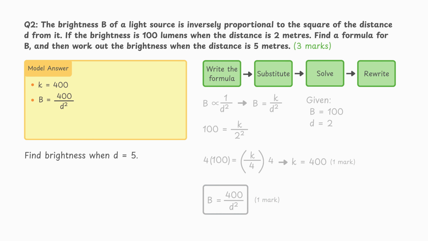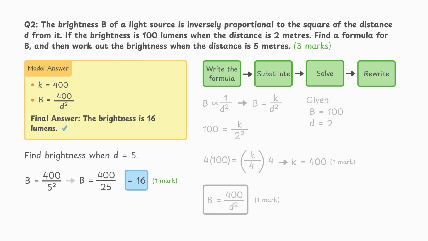Finally, we find the brightness when d equals 5. Substitute d equals 5 into the formula. B equals 400 divided by 5 squared. Since 5 squared is 25, we get B equals 400 divided by 25, which equals 16. So, the brightness of the light source is 16 lumens.